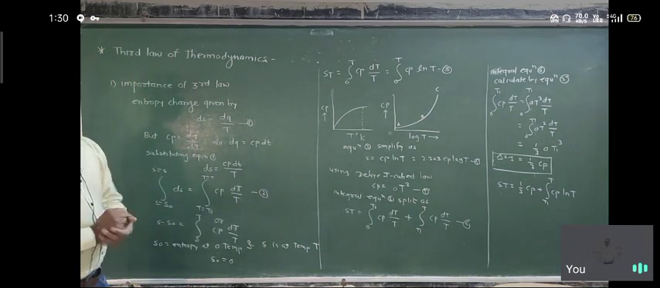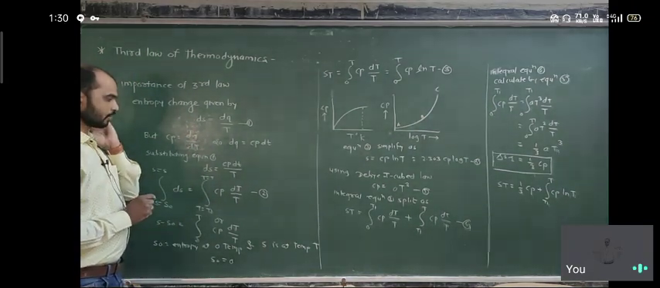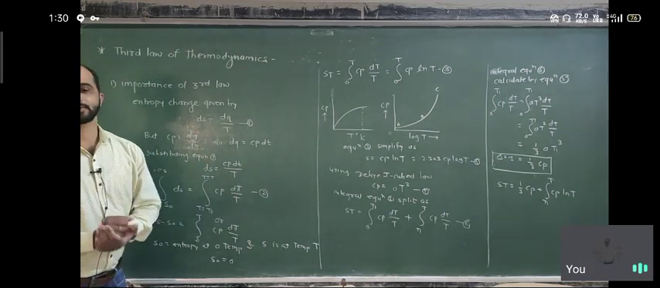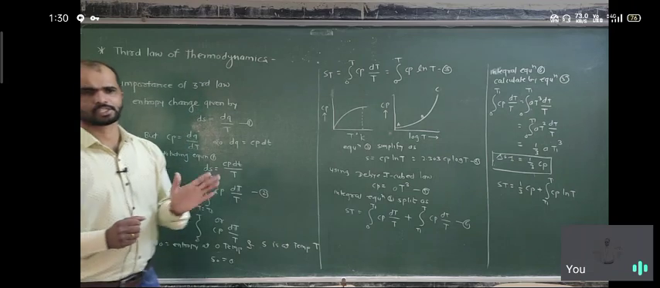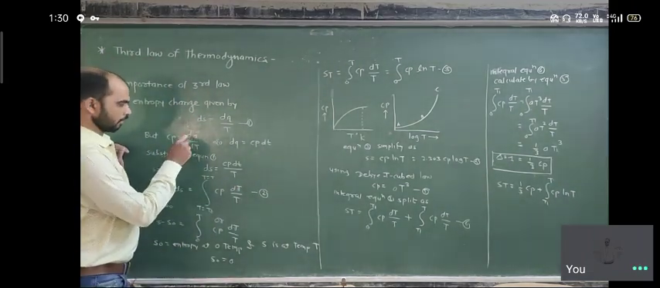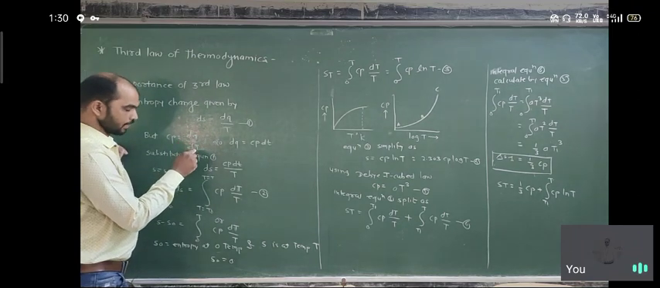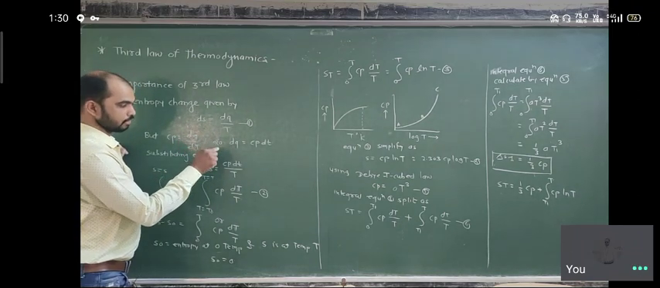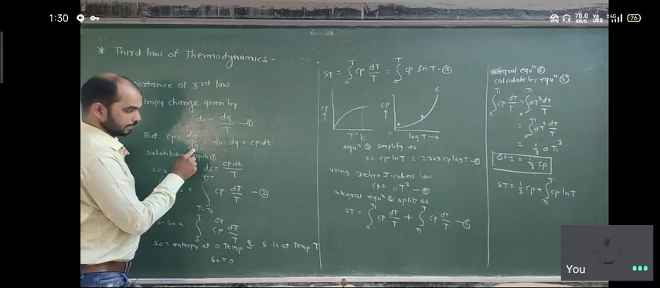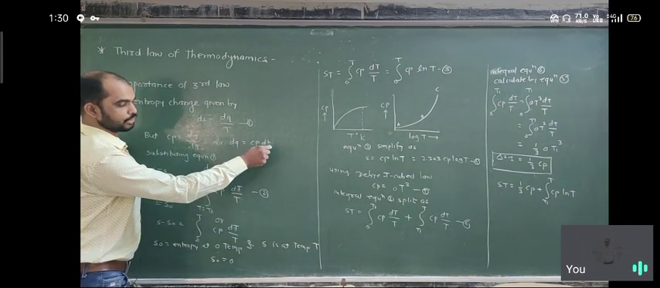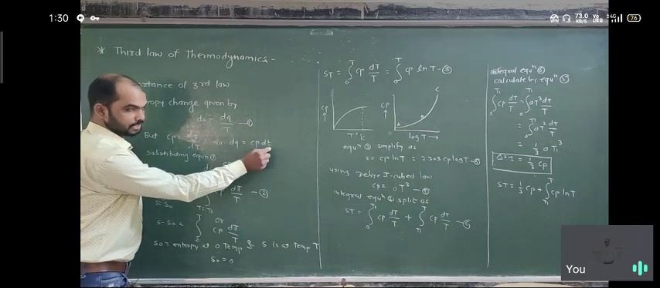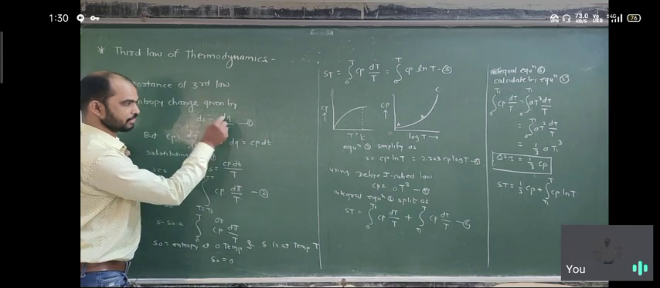But we already know Cp, the heat capacity, relates the change in heat to the change in temperature. When temperature is changed and heat is changed, heat capacity is changed. So Cp is equal to dq upon dT, so dq is equal to Cp into dT, meaning change in heat is equal to heat capacity into change in temperature. So we put this value in equation first.